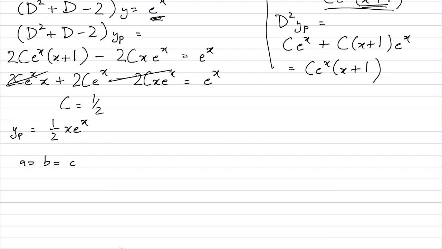But it's easy to guess that in this case, since we already have covered the functions e raised to power x and x multiplied by e raised to power x, if b is also equal to c, then your guess should be of this form. That should be the form of your guess, because yc, the complementary solution, already contains x multiplied by e raised to power cx.